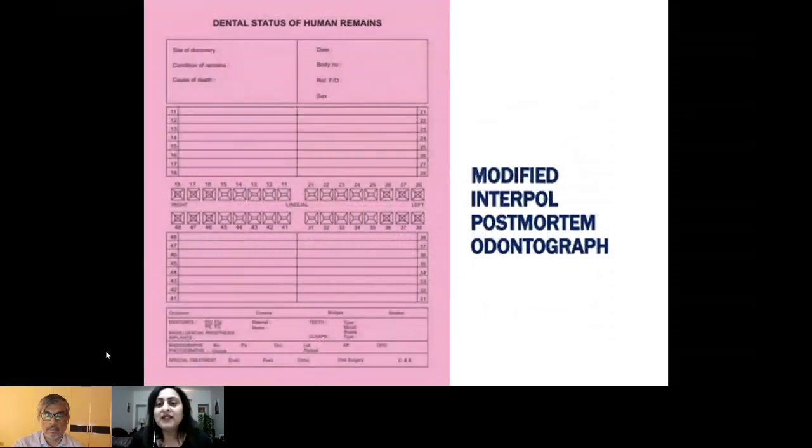This is a modified Interpol postmortem odontograph. This is what you need to fill. The site of discovery, everything is in detail.